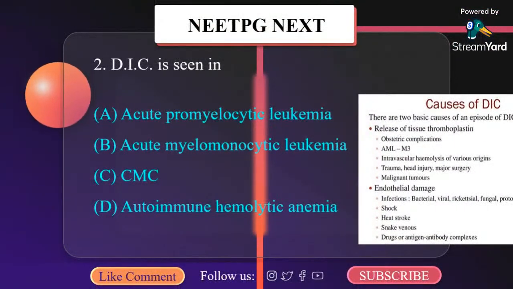DIC is seen in A. acute promyelocytic leukemia, B. acute myelomonocytic leukemia, C. CML, D. autoimmune hemolytic anemia. The correct answer here is acute promyelocytic leukemia. Disseminated intravascular coagulation is associated with promyelocytic leukemia, that is acute promyelocytic leukemia, AML M3, which constitutes 5 to 10% of all cases of AML.